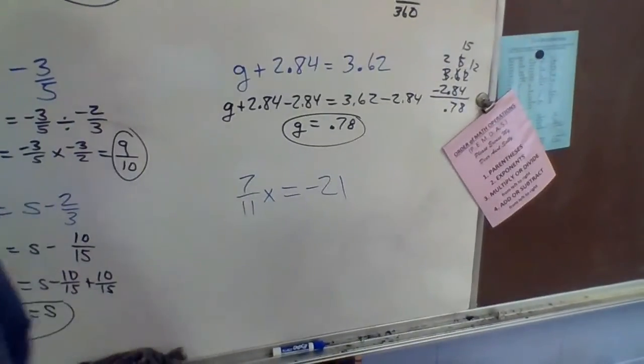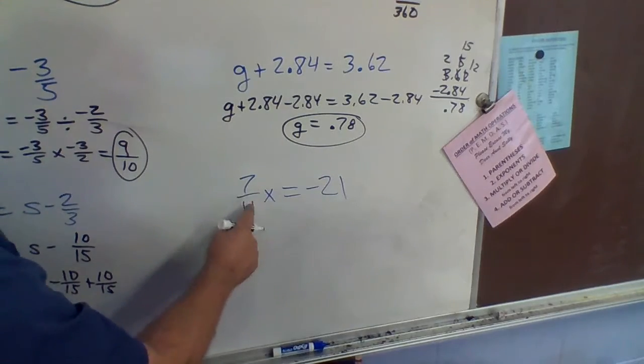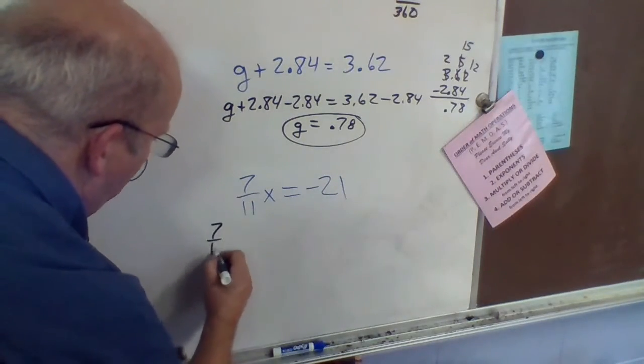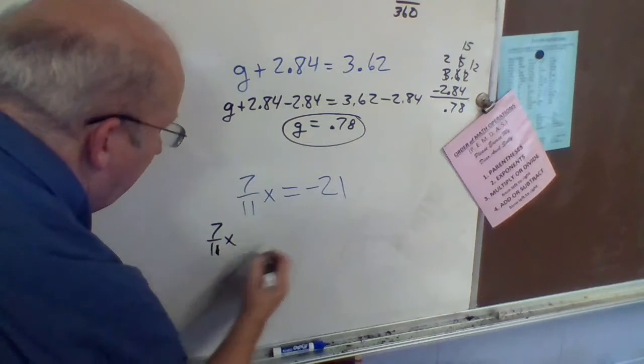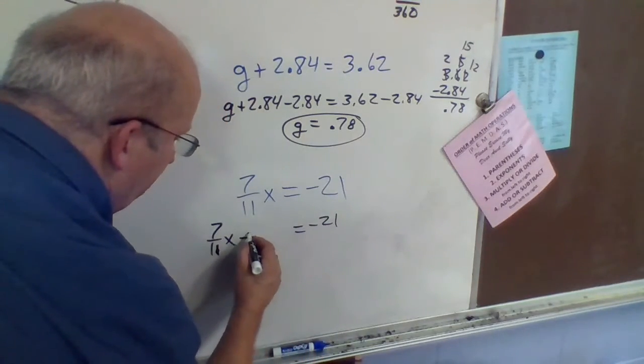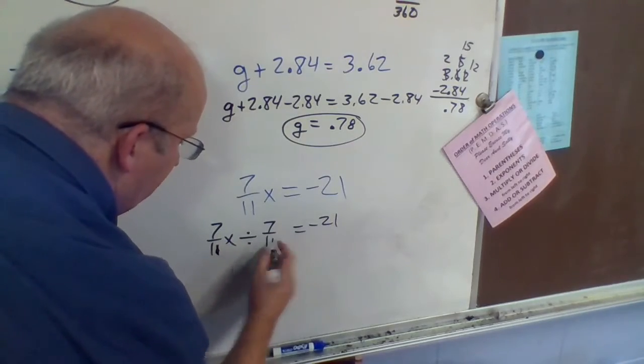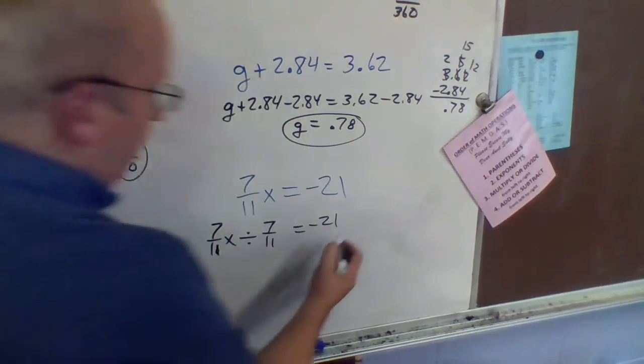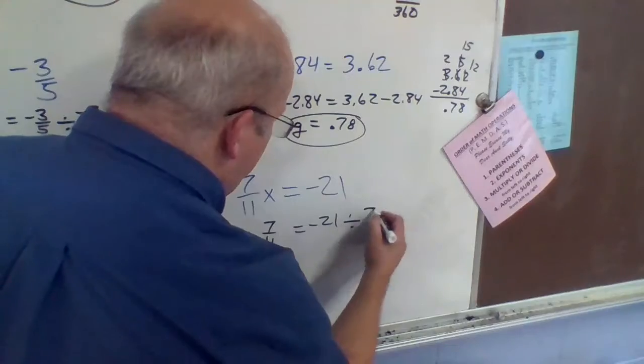Let's look at this one right here. So we got x times 7/11. What's the opposite of multiplying by 7/11? Well, isn't it dividing by 7/11? And wouldn't we have to do that to both sides of the equation?